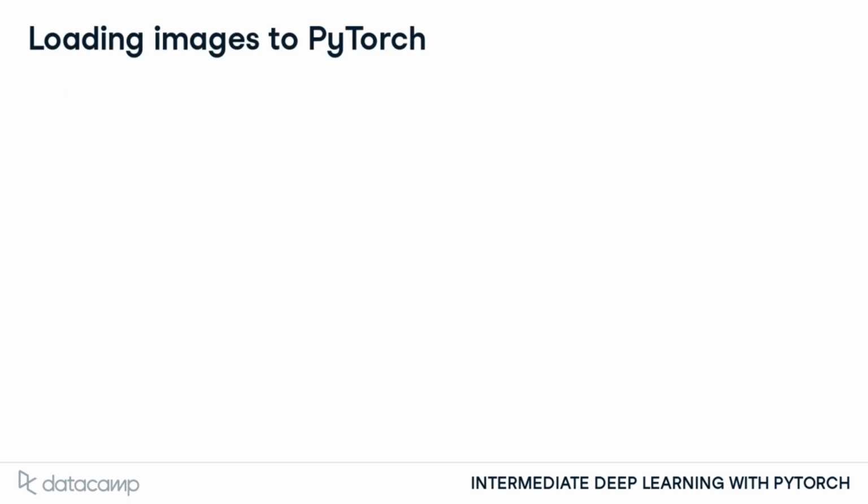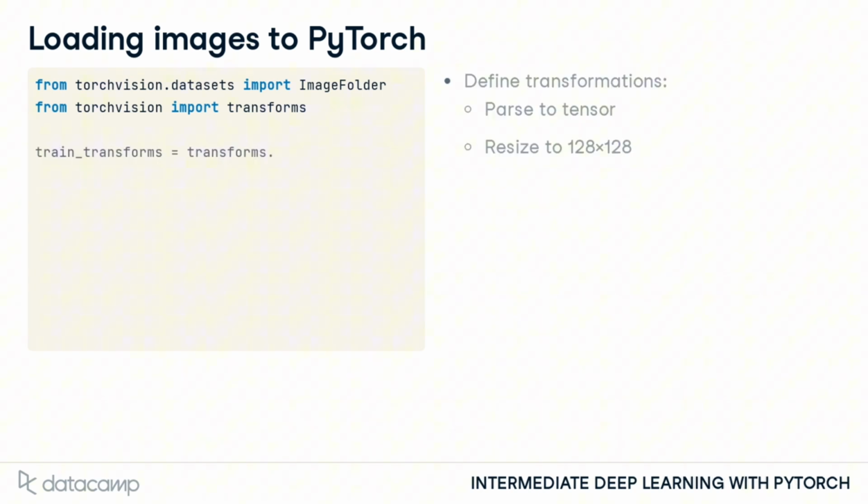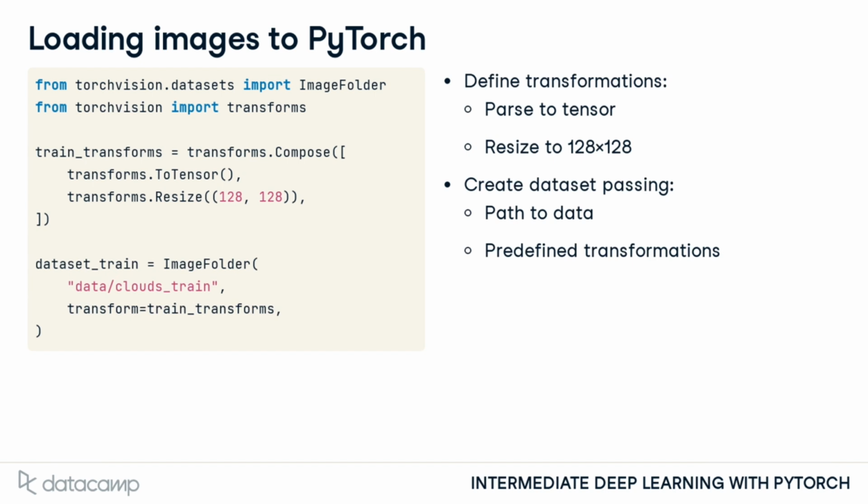With this directory structure, we can use ImageFolder from torchvision to create a dataset. First, we need to define the transformations to apply to an image as it is loaded. To do this, we call transforms.Compose and pass it a list of transformations. We parse the image to a torch tensor with ToTensor and resize it to 128 by 128 pixels to ensure all images are the same size. Then we create a dataset using ImageFolder, passing it the training data path and the transforms we defined.